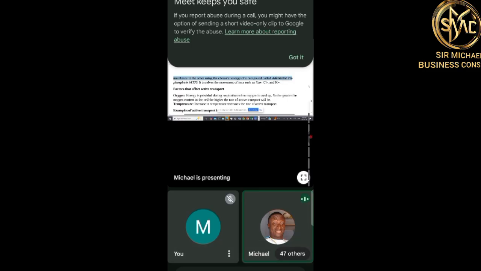So now let's look at factors that affect active transport. We have some on the screen: oxygen. Because we will need energy for this type of transport, and if we need energy, then we need something to burn for the energy. That is oxygen. So active transport is directly affected by oxygen.